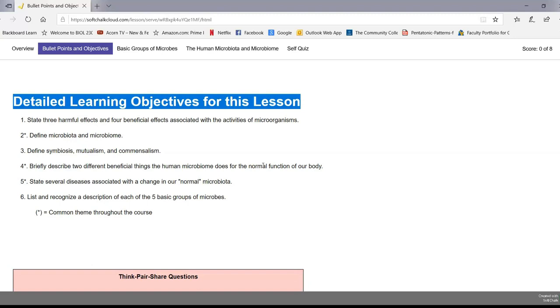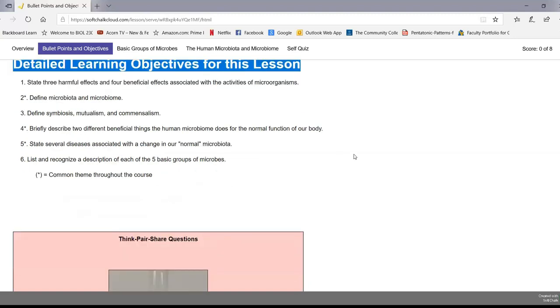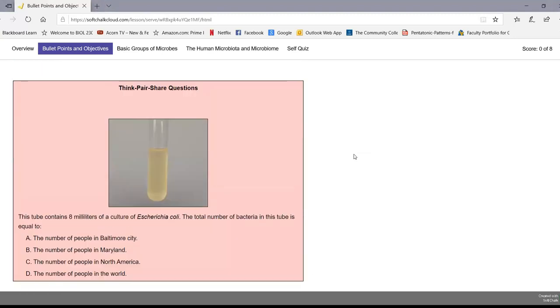Now, before we get started on the first SoftChalk lesson and the content, here's a little think, pair, share question, which we'd normally be doing in class. But of course, I'll just mention this to you online since this is your online lecture. So this picture here shows you a tube of Escherichia coli, a bacterium we would normally work with quite a bit during the semester. And this particular tube has 8 milliliters of E. coli in it. Now, a milliliter is about 10 drops, so there's about 80 drops of bacteria in this tube.